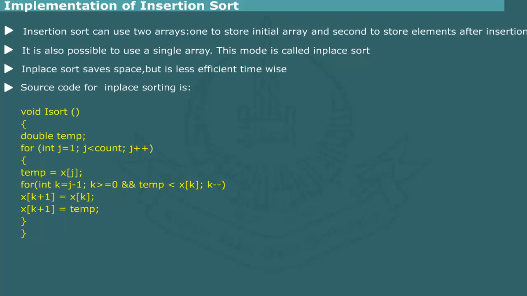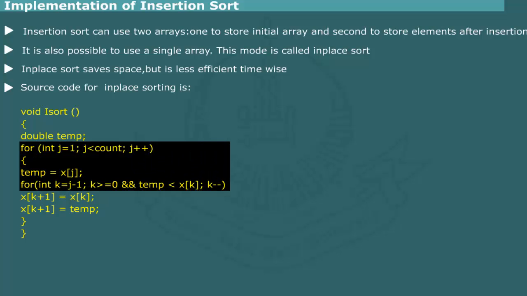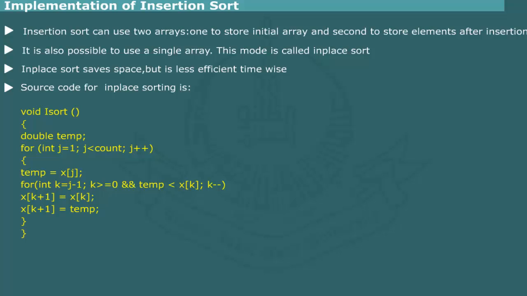The source code for the insertion sort procedure for in-place sorting is given in the figure. It sorts an array of floating point numbers stored in array X of size count. The procedure is based on two nested loops. The outer loop controls the passes over the array. The inner loop iterates to perform comparisons and does the shifting by moving an element to the right. The variable temp holds the element to be inserted into the sorted sub-array.